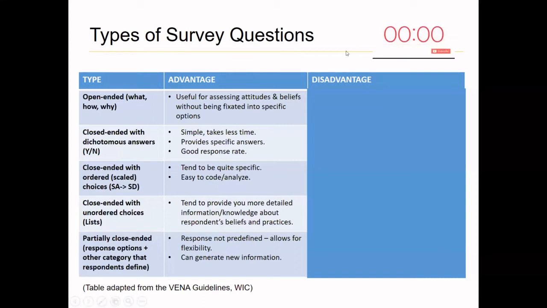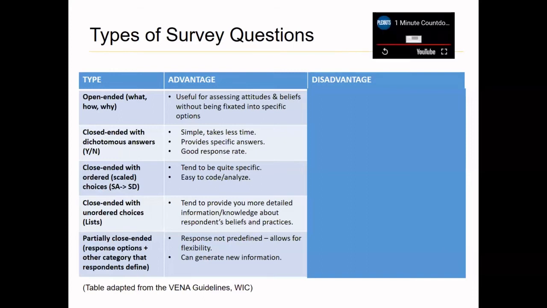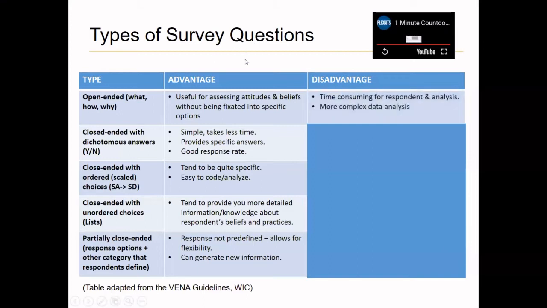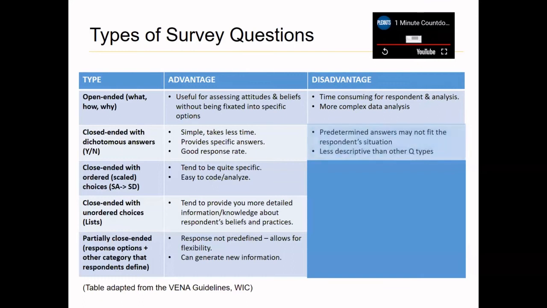Okay, so hopefully that gave you enough time to think about what might be some disadvantage to each of these question types. Open-ended. One of the biggest things related to this is respondent burden. So it's going to take more effort for someone to answer an open-ended question. And then also, when you have the open-ended question, you have to actually code the data to look for commonalities between the responses, which takes more time.